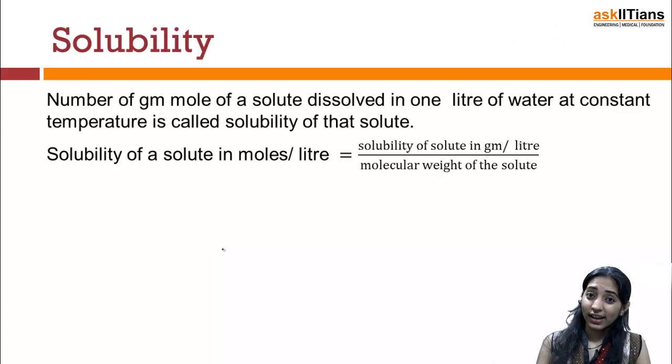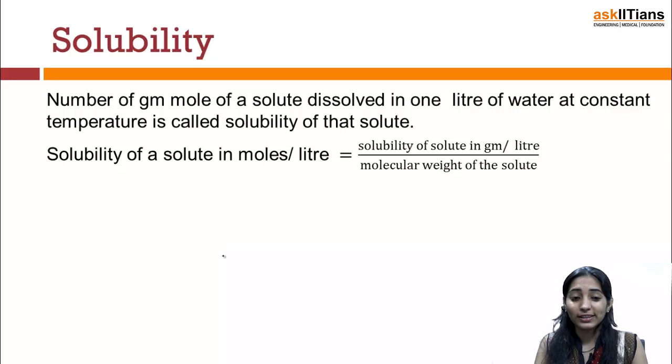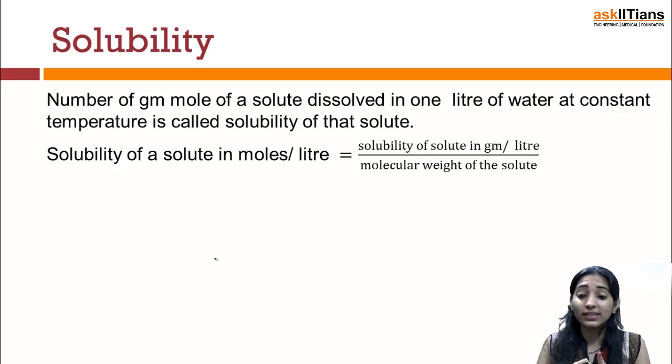Let's now start with another topic, which is termed as solubility. Now what do we mean by solubility? We say that the number of gram moles of any solute dissolved in 1 liter of water at a constant temperature is known as the solubility of that solute.